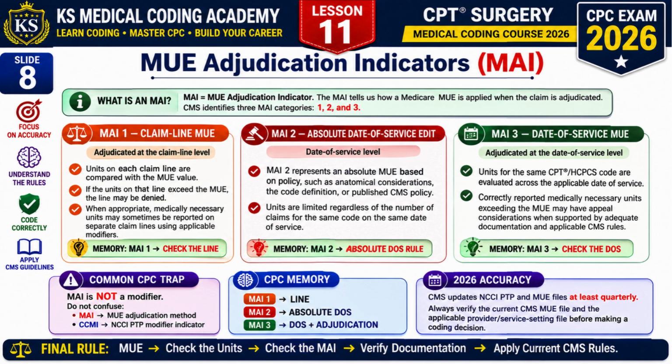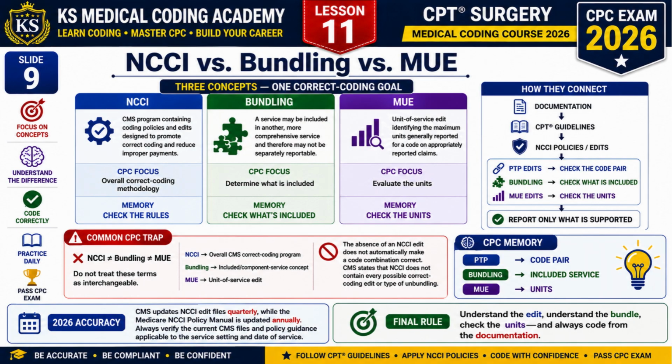CMS rules. Now let's compare three important concepts: NCCI, bundling, and MUEs. First, NCCI, or National Correct Coding Initiative, is the broader CMS program that contains coding policies and edits designed to promote correct coding and reduce improper payments. Bundling is the concept that one service may be considered included in another, more comprehensive service and therefore may not be separately reportable. MUE, or Medically Unlikely Edit, focuses specifically on units of service. It helps identify situations where the number of units reported for a CPT or HCPCS code may be inappropriate.